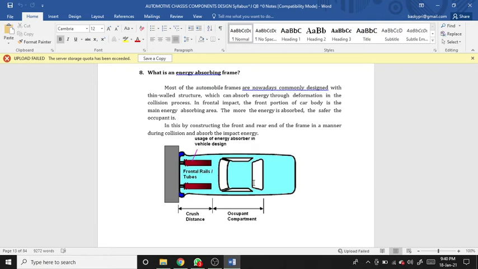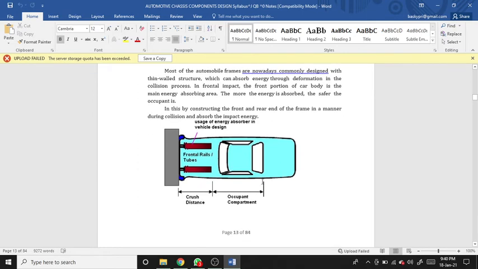In frontal impact, the front portion of the car body is the main energy absorbing area. The more energy is absorbed, the safer the occupant is. Here, the front and rear ends of the frame deform in a controlled manner during collision and absorb the impact energy. A typical diagram is given here to make the energy absorbing frame easy to understand.